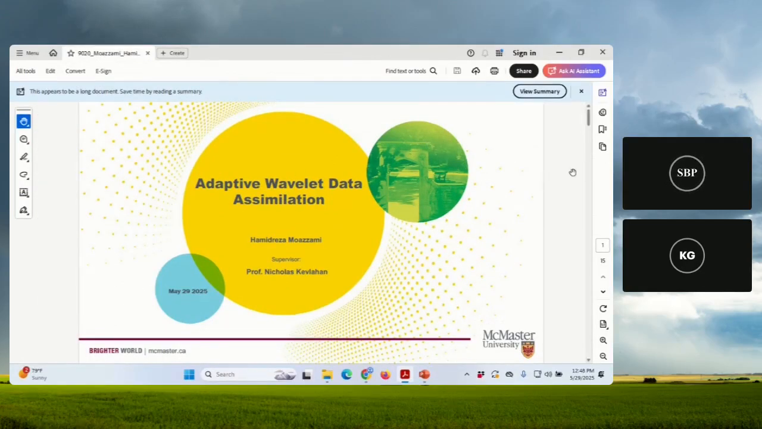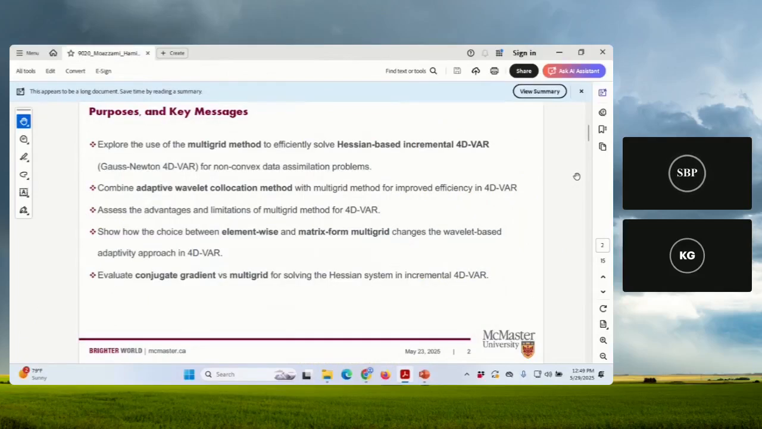Yeah, that's good. Hello, everyone. My name is Hamid Reza, but everyone just calls me Hamid. I'm a PhD student at McMaster University, Department of Mathematics and Statistics. I'm under the supervision of Dr. Nicholas Kevlahan. And today I'll talk about adaptive wavelet data assimilation.